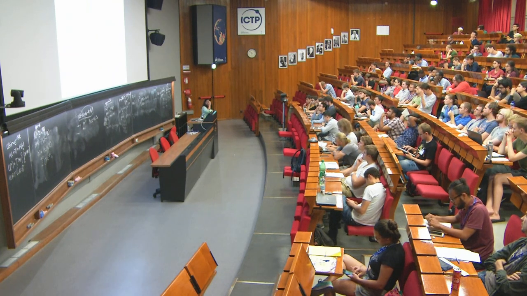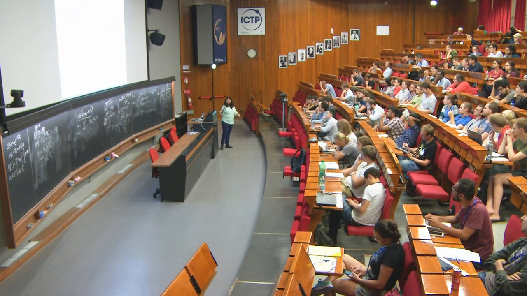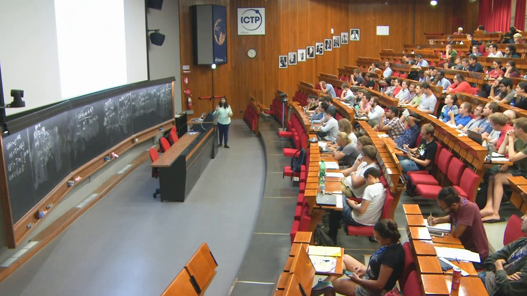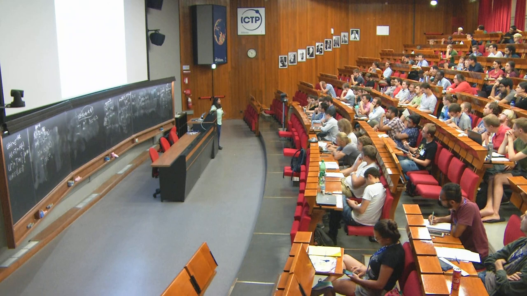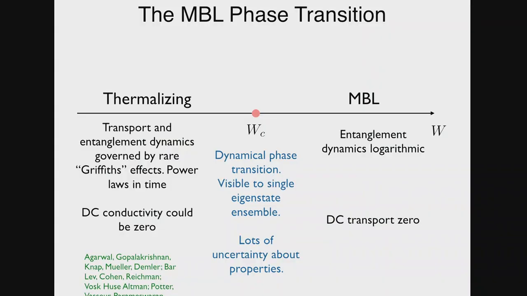Okay. So, all right, so now let's step away again into the MBL phase transition. So this can be like 2 hours on its own, so I'm just going to flash some results. Most of this is still very much work in progress and to be understood. So this is one kind of schematic phase diagram, which is a thermalizing phase, an MBL phase. We've talked about some of the properties here. On the thermalizing side of the MBL transition, the transport and entanglement dynamics are actually governed by rare Griffiths effects, okay? And then between these is this phase transition, which we really don't understand much about.